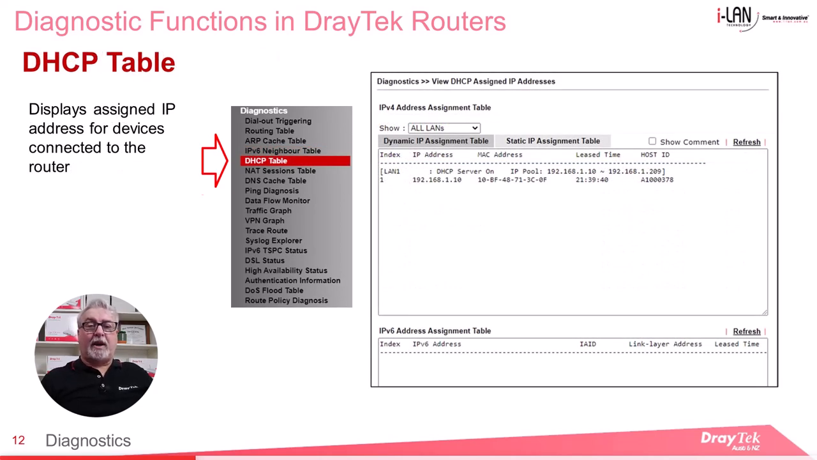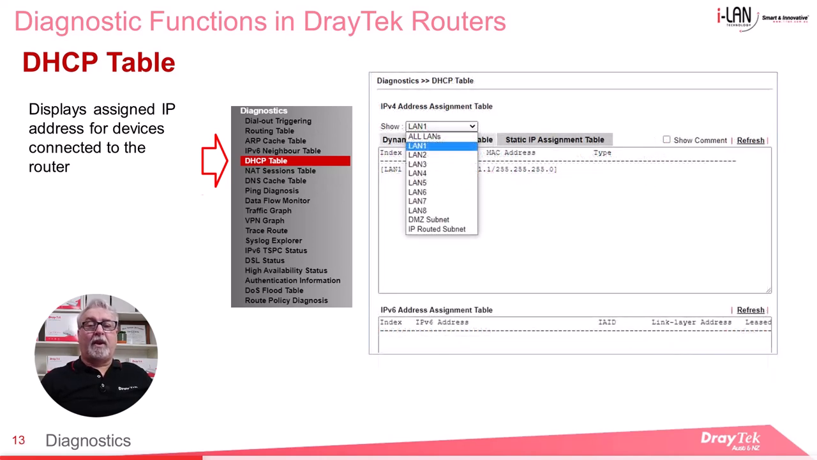The DHCP table displays the assigned IP addresses for devices connected to the router. The information on this page is also useful for diagnosing network problems. You can also view which devices have static IP addresses assigned. The results of both DHCP assigned IP addresses as well as static IP addresses can be filtered by LAN to make it easier to diagnose network problems such as duplicate IP address conflicts that have been statically assigned.